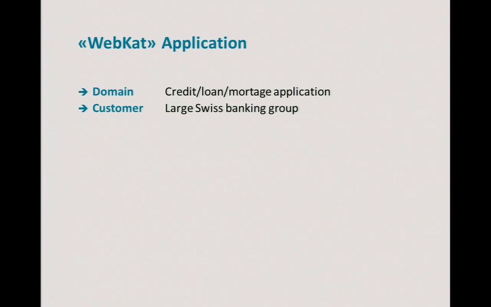That application was called Webkat, or well, it's still called Webkat. The domain is credit, loan, and mortgage application. And the customer was a large Swiss banking group. There are roughly 8,000 users distributed over 330 branches, and the application age was more than 10 years.